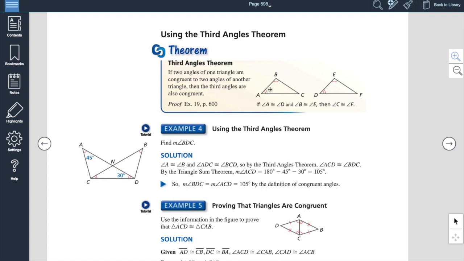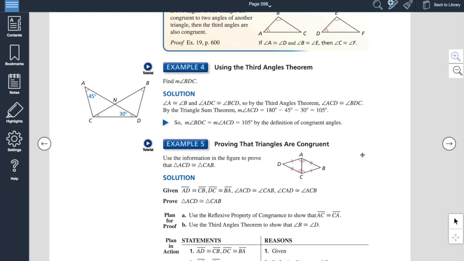So if you think about this, if angle B matches with angle E, and angle A is congruent to angle D, that means that C and F have to be congruent. For example, if you said that angle A was 45 degrees, and angle B was 100 degrees, so you have 45 and 100. Well, that means this has to be 45 and 100. That leaves you no choice. You'd have to have 35 degrees for C and 35 degrees for F. So again, that one is called the third angles theorem.